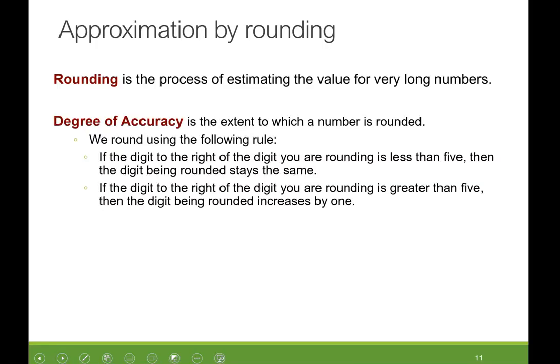The way that we're going to do our rounding is the standard rounding that you've always done. You look at the digit to the right of the number you're going to round. If that digit is 5 or more, you round up. If it's less than 5, you round down. That's okay.